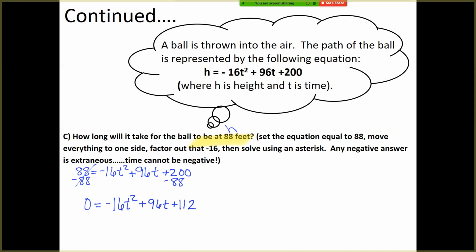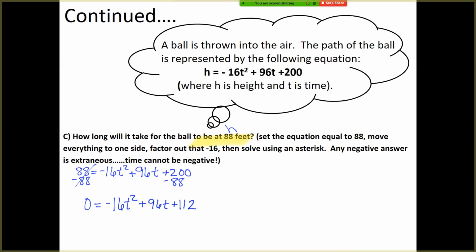So now I have 0 equals negative 16t squared plus 96t plus 112. If I would take this and factor it using my asterisks, I'm going to have really large numbers, right? So that top middle number, I would have to take negative 16 times 112. That's going to give me a huge number. I do not want to do that.